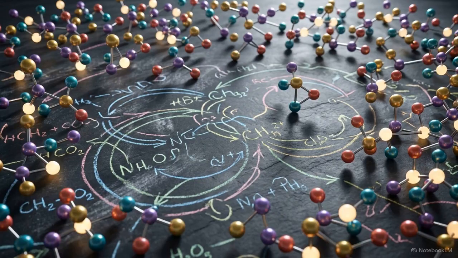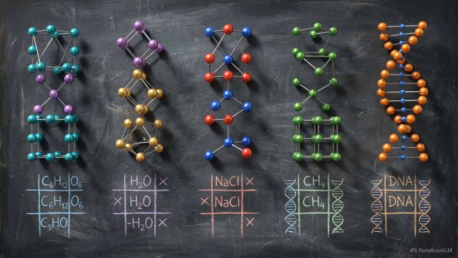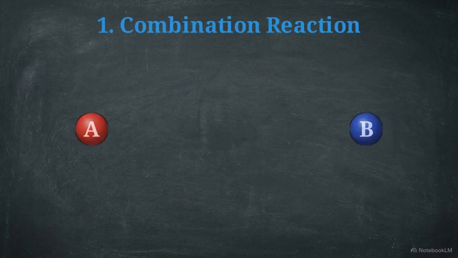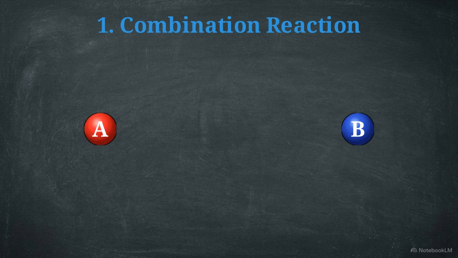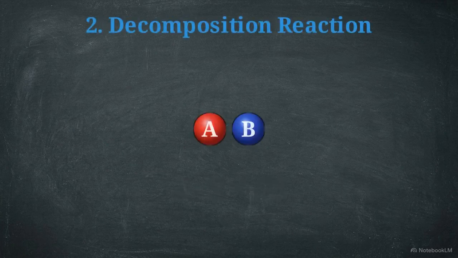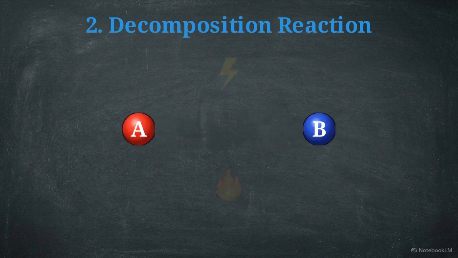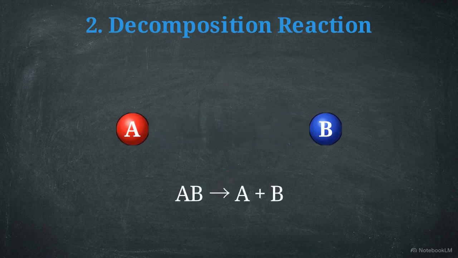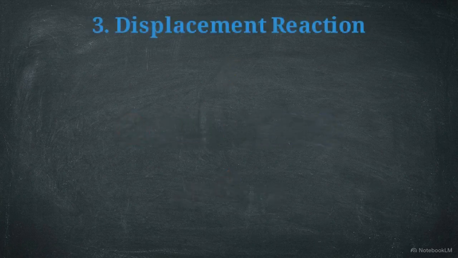While there are millions of possible chemical reactions, atoms generally rearrange themselves into 5 specific patterns. First is the combination reaction. 2 or more substances combine to form one product. A plus B becomes AB. The opposite is a decomposition reaction. One compound breaks into separate elements. This often requires energy, like heat or electricity, to force the substances apart.